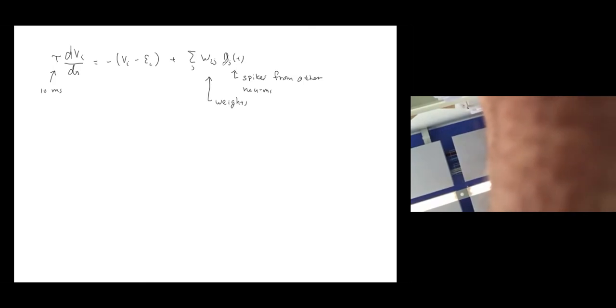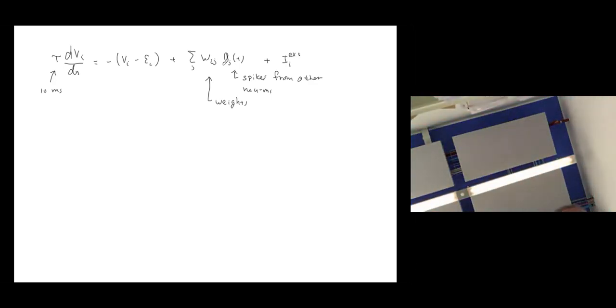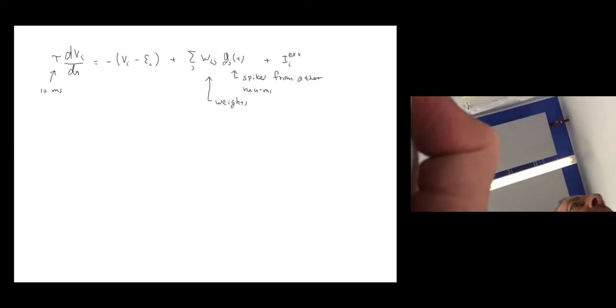And we're going to add to this an external input. So let's call it I external. And these, of course, are also spike trains. And of course, this is a leaky integrating phi neuron, so when the potential goes above some threshold, it emits a spike. Okay. So this is not a bad model of the brain.